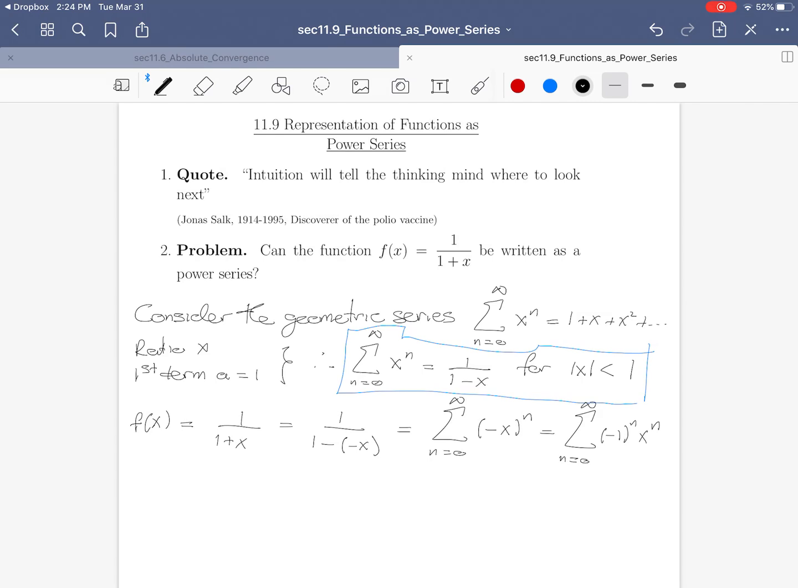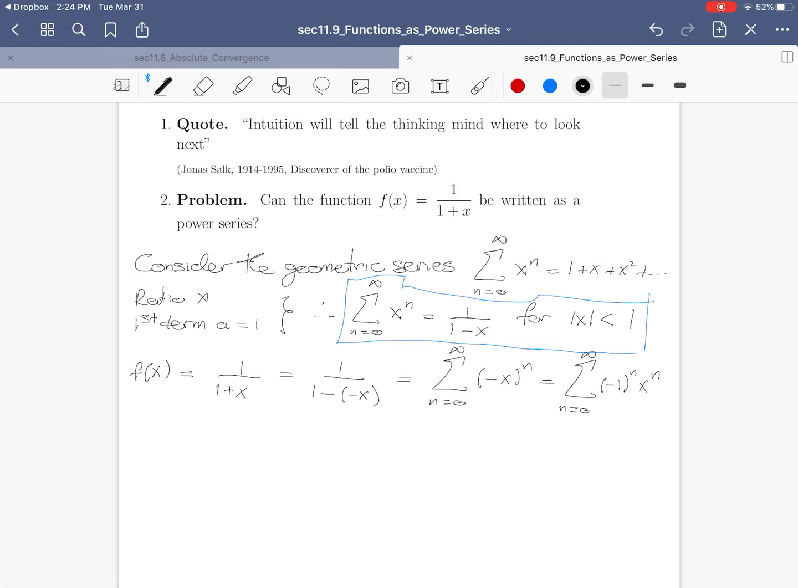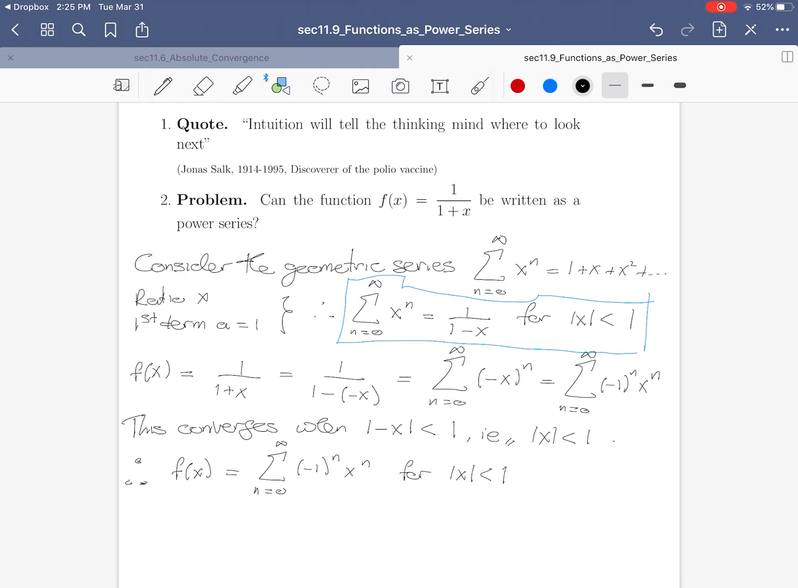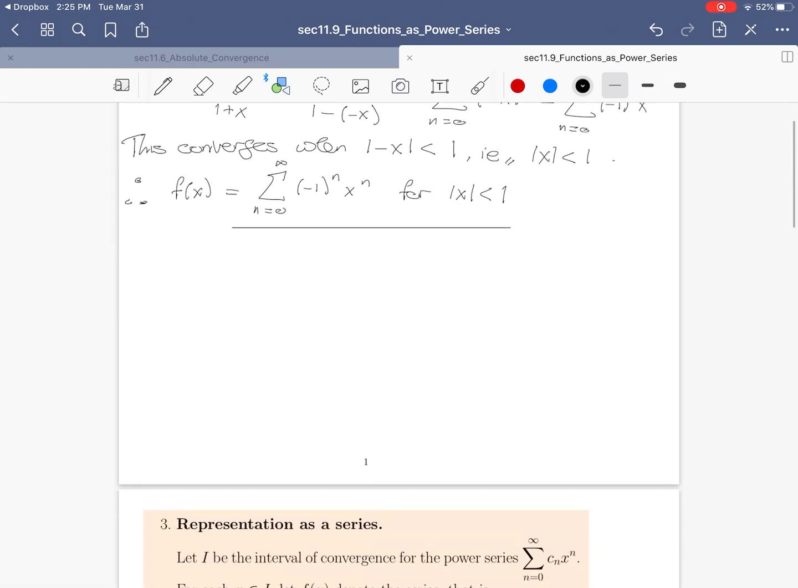We've written our function as a power series, but we need to determine when this series converges. This converges when the absolute value of negative x is less than 1, which is just the same as saying the absolute value of x is less than 1. So what have we concluded? We concluded that f of x can be represented as the power series, the sum from n equals 0 to infinity of negative 1 to the n x to the n, whenever the absolute value of x is less than 1.